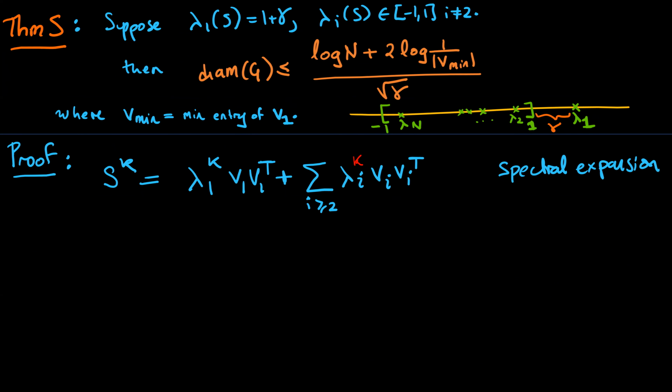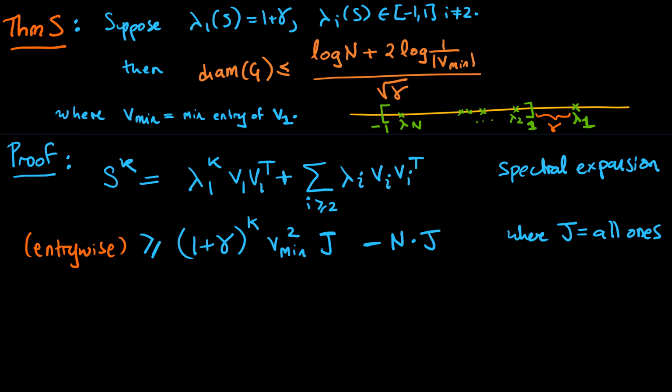First, consider raising this generalized adjacency matrix to the kth power. And note that because S is a symmetric matrix, we can decompose it into its spectral decomposition. And we will write this with its top eigenvalue separated out from the remaining eigenvalues. And from this expression, we can bound each entry of this matrix S to the k, lower bounded rather, quite simply by bounding each term independently. So the first term is at least (1 plus gamma) raised to the k times the smallest entry in v1 squared, then minus an upper bound on the absolute values of the remaining terms.